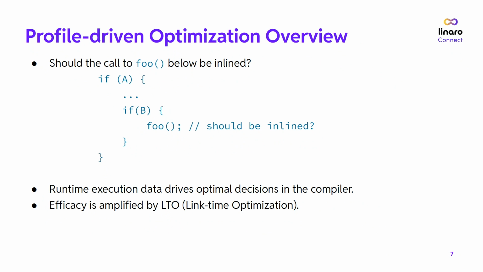The efficacy of profile-driven optimization is enhanced by the presence of LTO, where the compiler can see all the functions that are being linked, and those are available during code gen. So the compiler has more opportunities to do inlining, and it can make better decisions for inlining based on profiles.